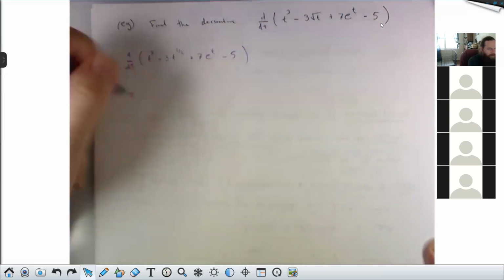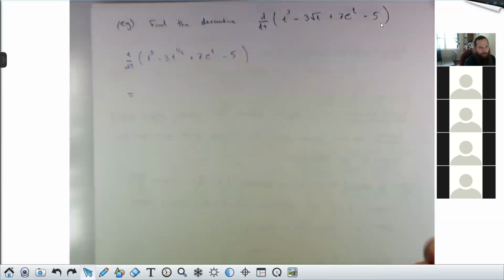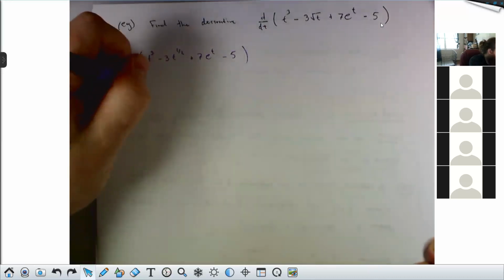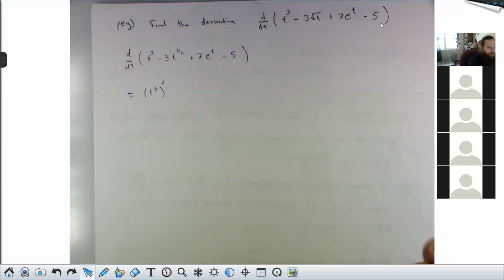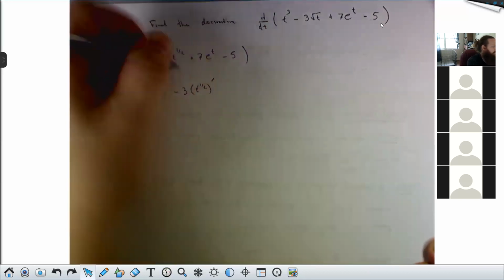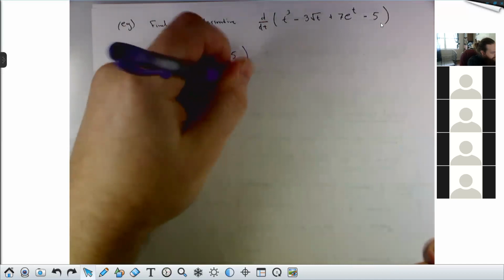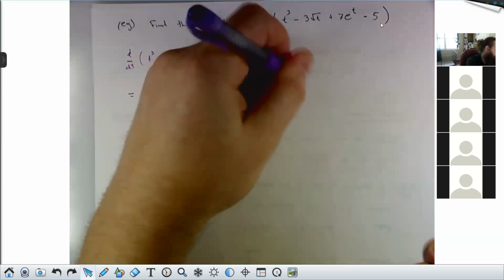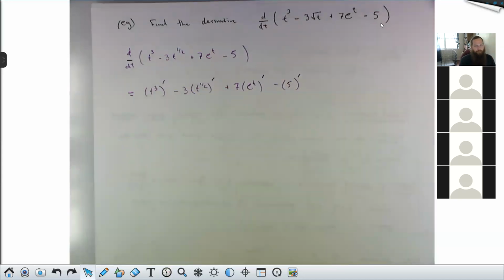I'll tell you how I like to do this. If I have to split something like this up and I want to write out the steps, but without getting my hand to cramp up or making this godforsaken callus on my finger worse, I use the prime notation. So I'd say this is t cubed primed minus 3 times t to the 1/2 primed plus 7 times e to the t primed minus 5 primed. And we'll use this sort of schematic in the future where we denote the derivative of an individual piece with the prime. So this is just short for d dt of t cubed, and minus 3 times d dt of t to the 1/2, and so on.